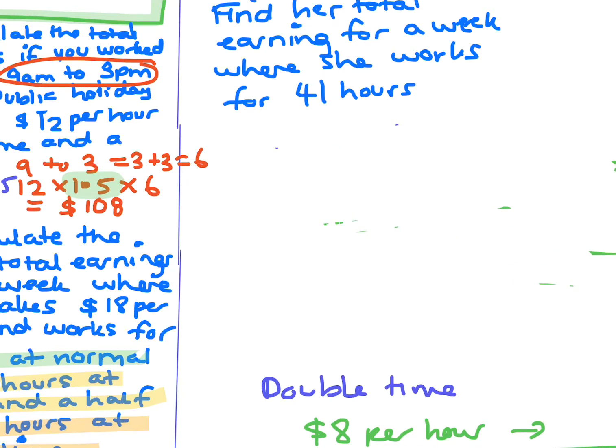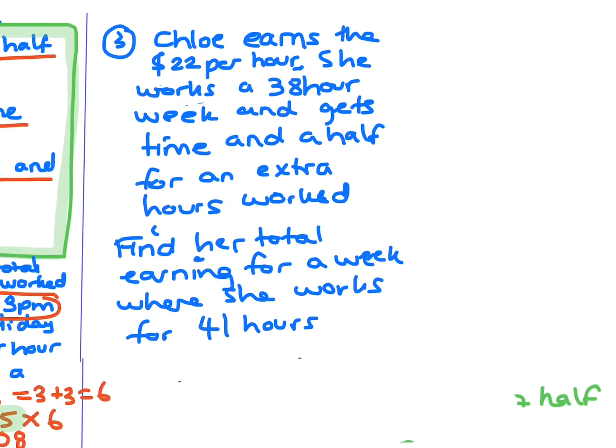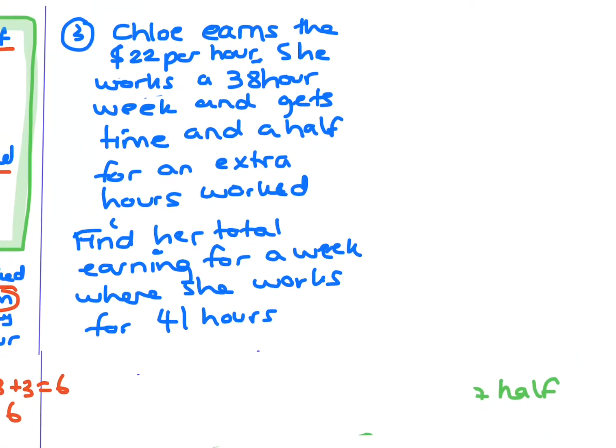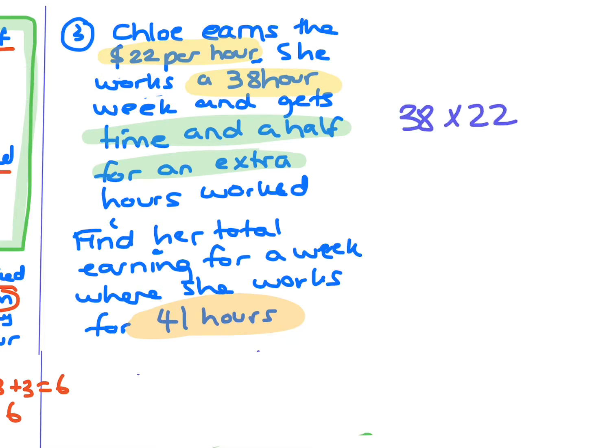Okay, so let's look at a third example. Chloe earns $22 per hour. She works for 38 hours, and she'll get time and a half for any extra hours she works. Now, she's going to work for 41 hours. So for just the 38 hours, she's going to get $22, that's her normal rate of pay, times the number of hours. We'll calculate that in a minute.